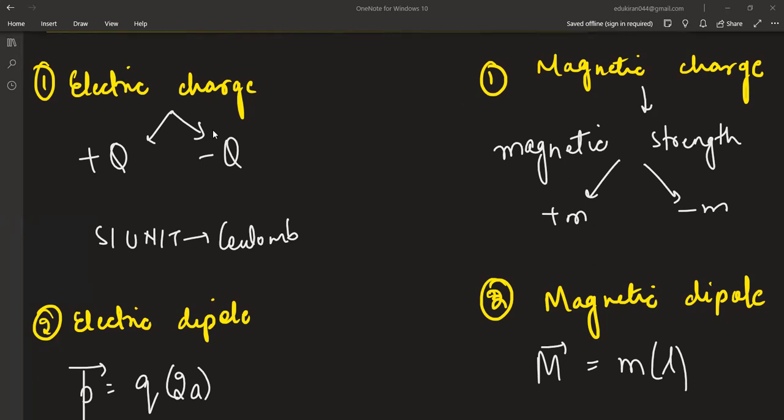The SI unit for magnetic strength, we write it as Tesla only. For this also, we write it as Tesla.